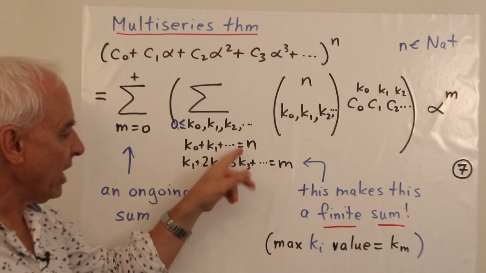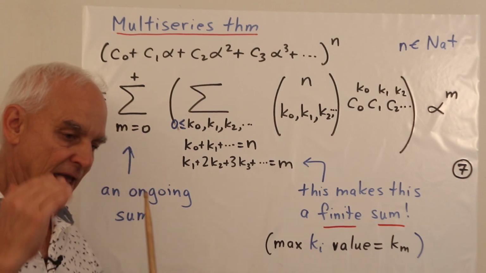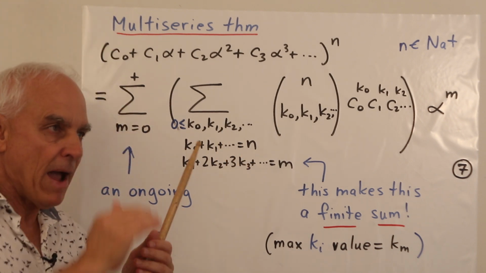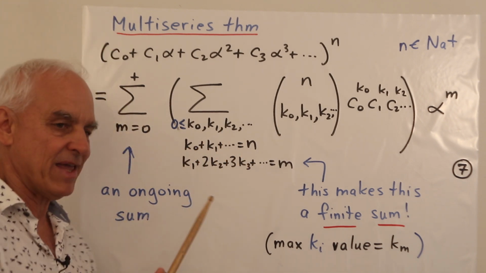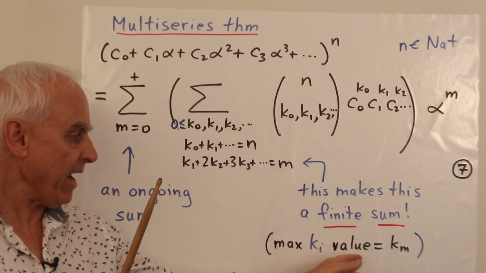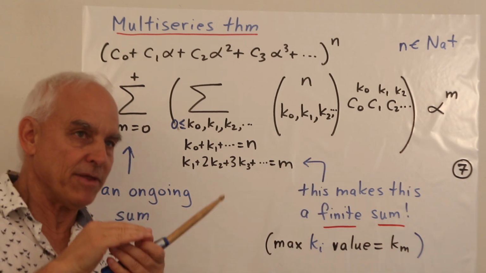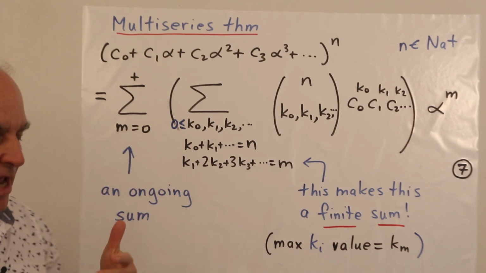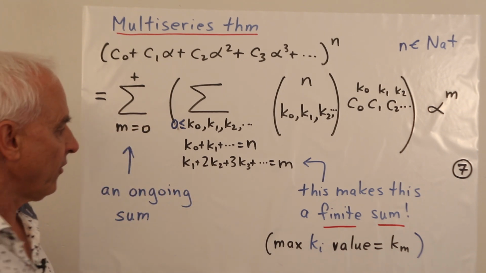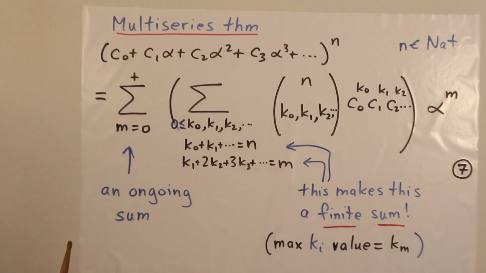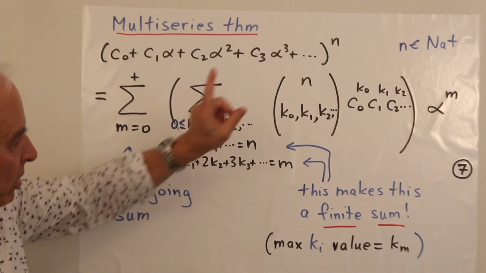And this term here ensures that any one of these values of the ki's, the k0, can't get beyond n. So the maximal possible individual value of any of the ki's is n. So we have a bounded number of ki's up to m, and the maximum possible for any one of them is n. So these two conditions together make this a finite sum. So maybe I should put an arrow here, because actually both conditions are involved in deducing that this is a finite sum. And finally, what about the coefficient here?